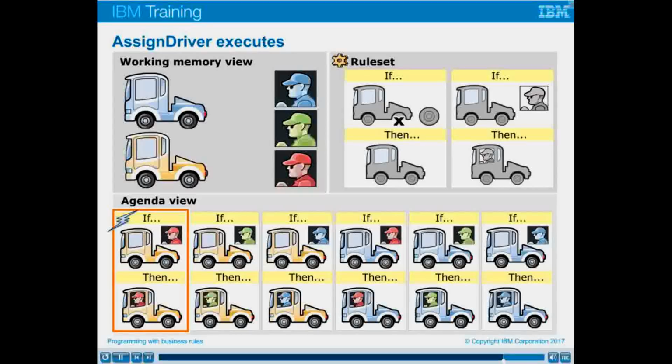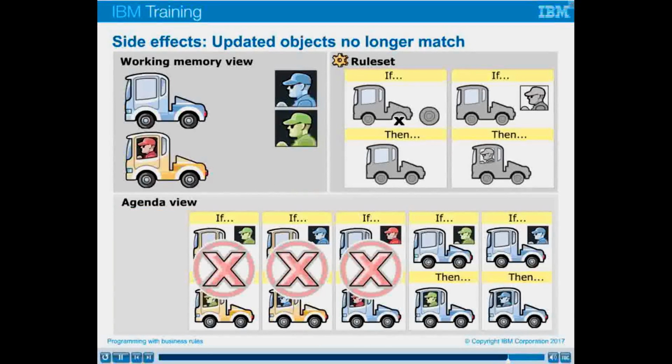Based on the recency principle, where the last match fires first, the rule engine executes the most recent match, which is between the brown truck and the driver with the red hat. Immediately again, the working memory objects are updated and the rule engine is triggered to redo the pattern matching. This time, the assigned driver rule cannot be matched with the brown truck or the red hat driver. Their state has been updated and they are no longer available in working memory. As a result, all rule instances that used those objects are deleted from the agenda.